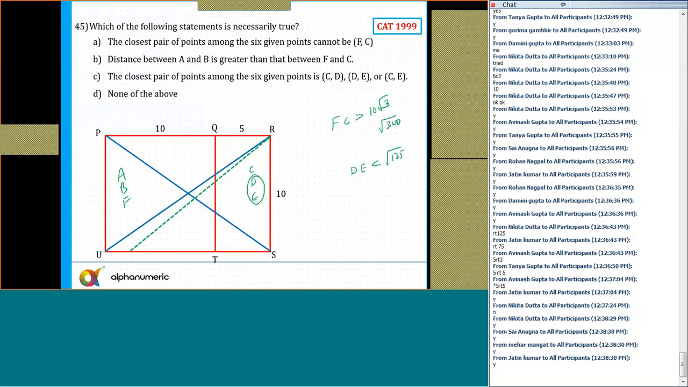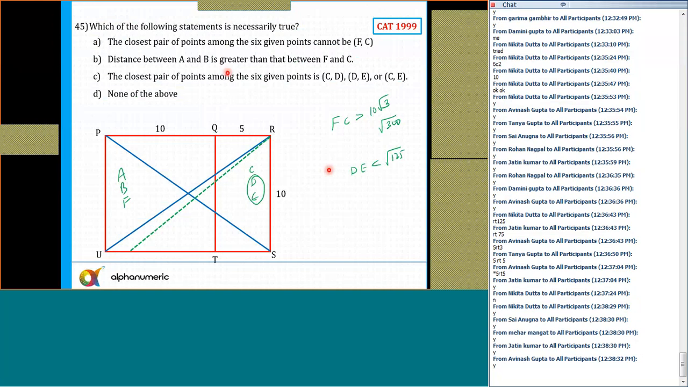DE is at most root 125. So when the first statement says the closest pair of points among the 6 points cannot be FC, that is always right. FC cannot be the closest pair of points among the 6 points. So the answer is option A. This is true, so the first is true and there is no need to check the others. That is definitely true. It cannot.